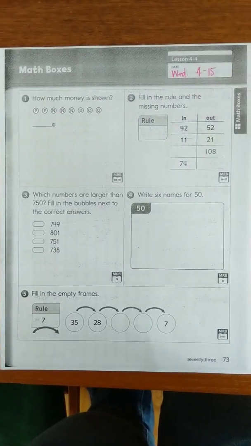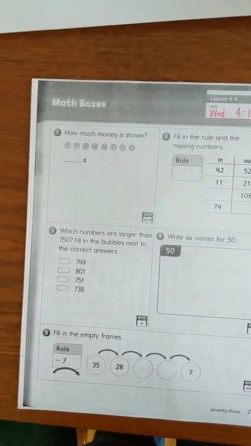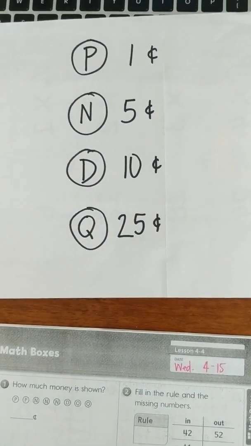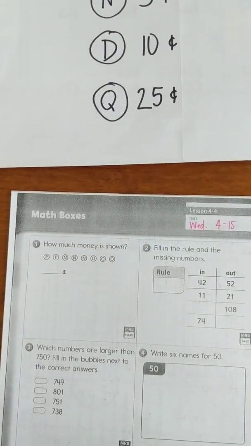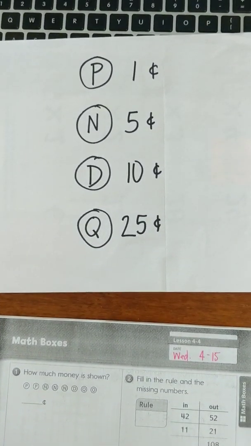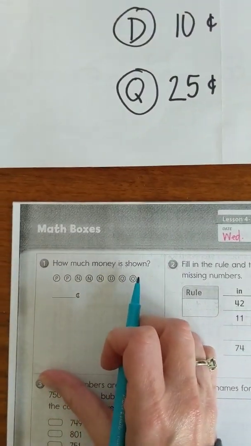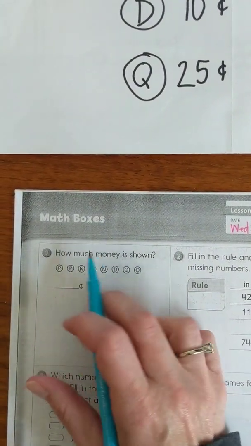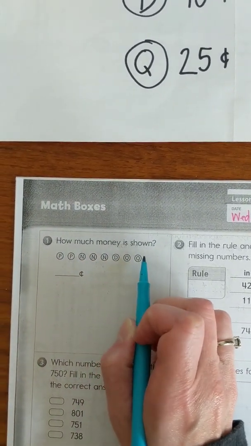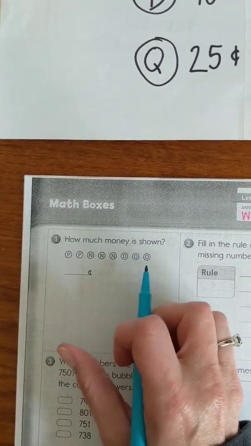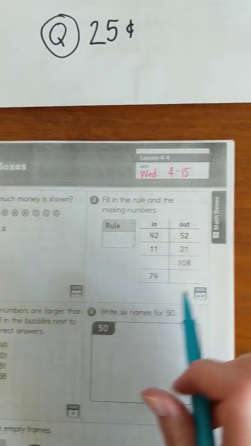So our first question has to do with how much money is shown. Remember, you can always make yourself a little cheat sheet, okay? So if you want to write these down on your math box to help you out, you can do that. And remember, we always want to write the value of the coins up above them and then start adding them together. Now, we have our pennies, nickels, dimes, and quarters. Now, remember, when we do our adding, it's always best to start with our bigger coins first and then add to our smaller ones. So go ahead and give that one a try.